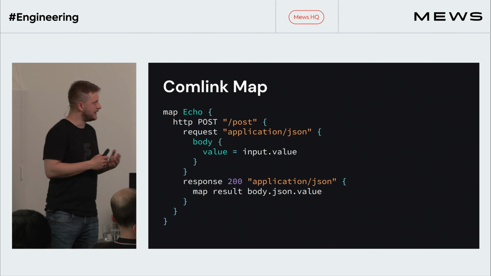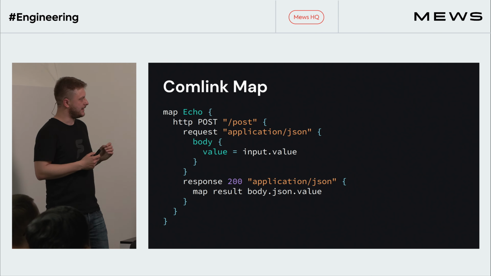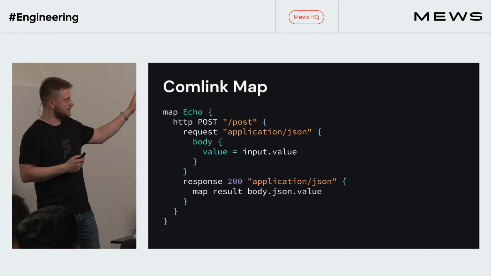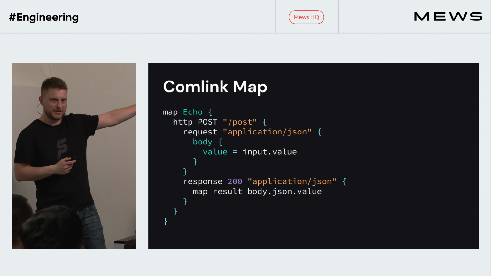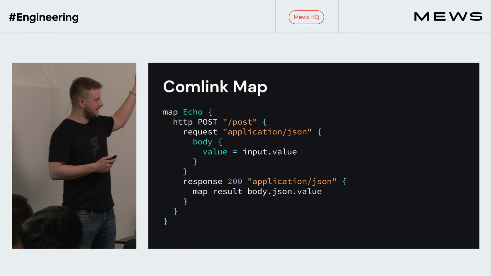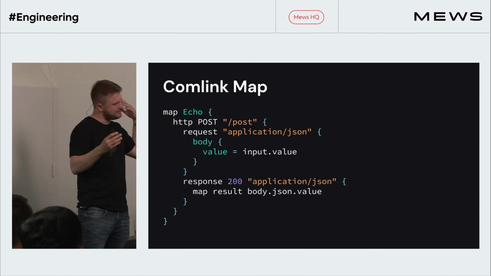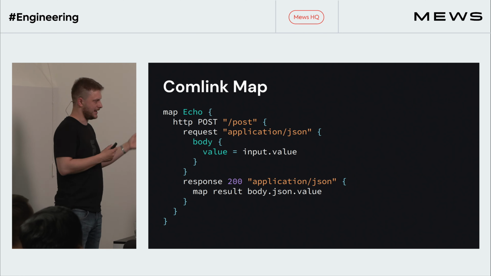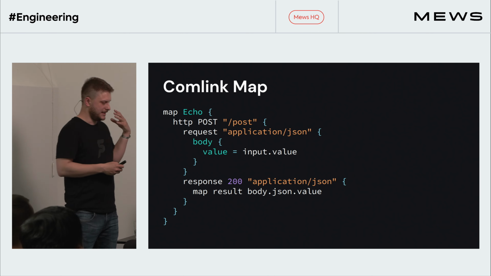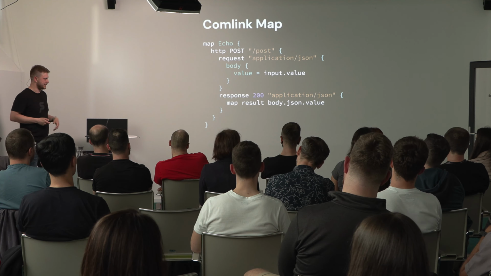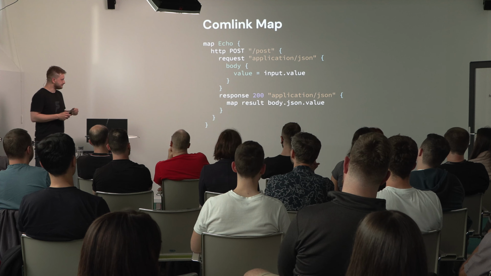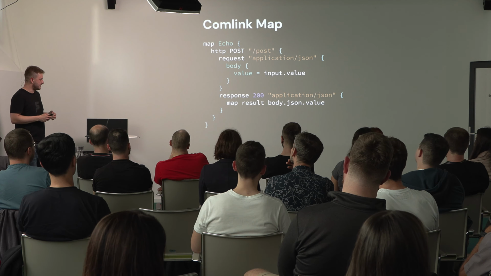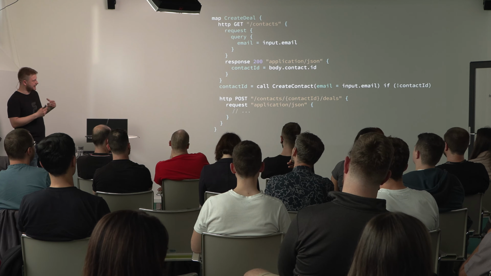And the map looks like this. You see it probably for the first time, but you can sort of infer that you are doing some HTTP request. It's a post, it's JSON, and you will handle some response and do something with the response in the body. But obviously, it doesn't end here.